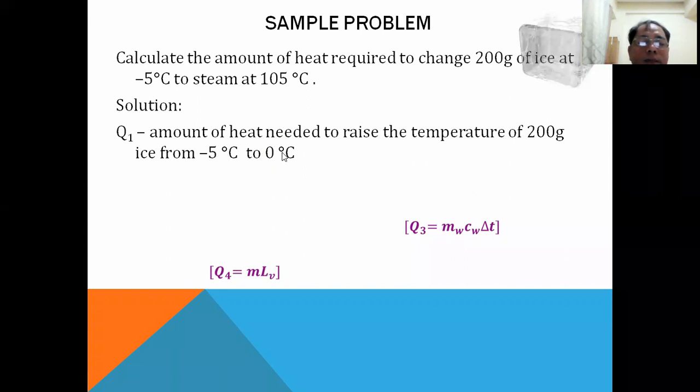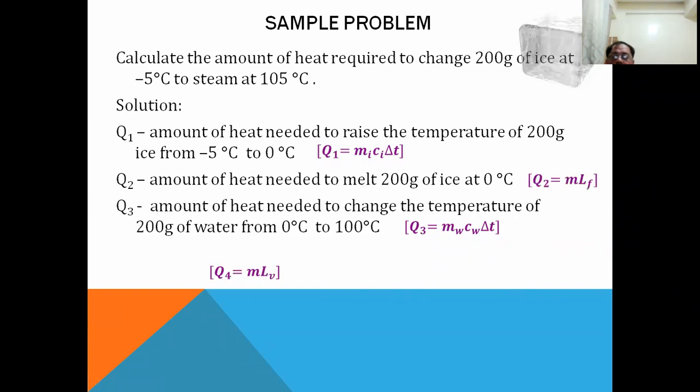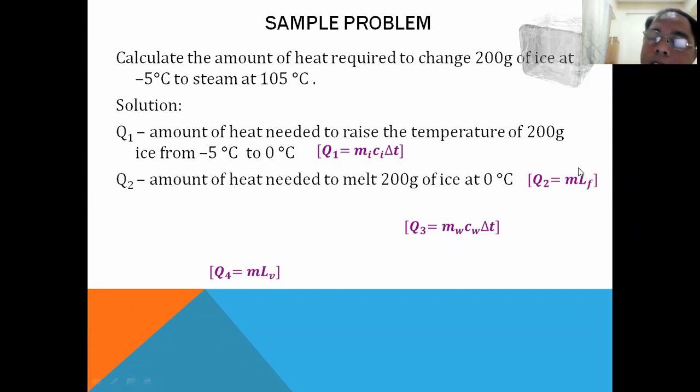Once you reach 0 degrees, you can use the latent heat. Now, to get the heat needed for Q1, you need the mass of the ice times its specific heat, multiplied by its change in temperature. Because there's a change in temperature, the Q there is mc delta T, that's the formula. For our Q sub 2, since it's already at 0 degrees, all that we need is the latent heat of fusion multiplied by the amount of the ice, which is 200 grams. So that's our Q sub 2.